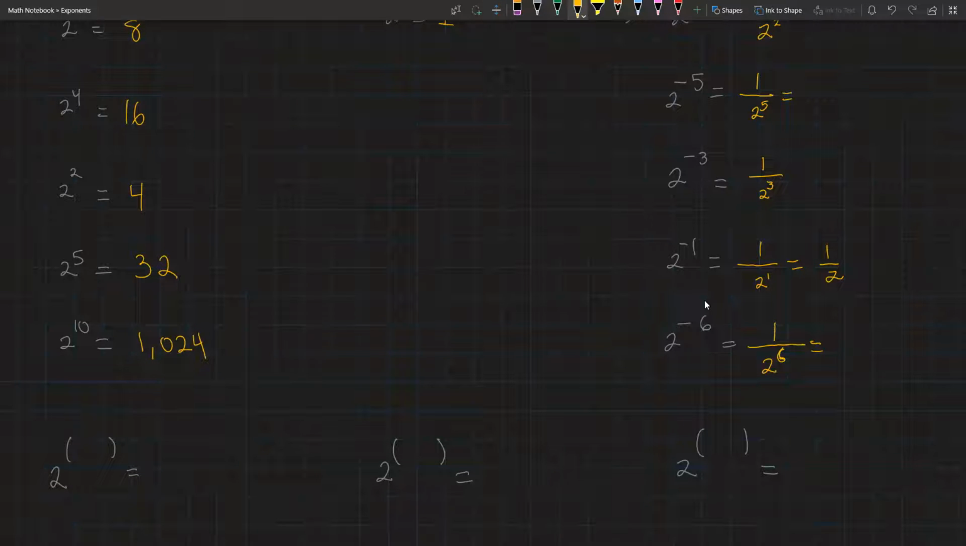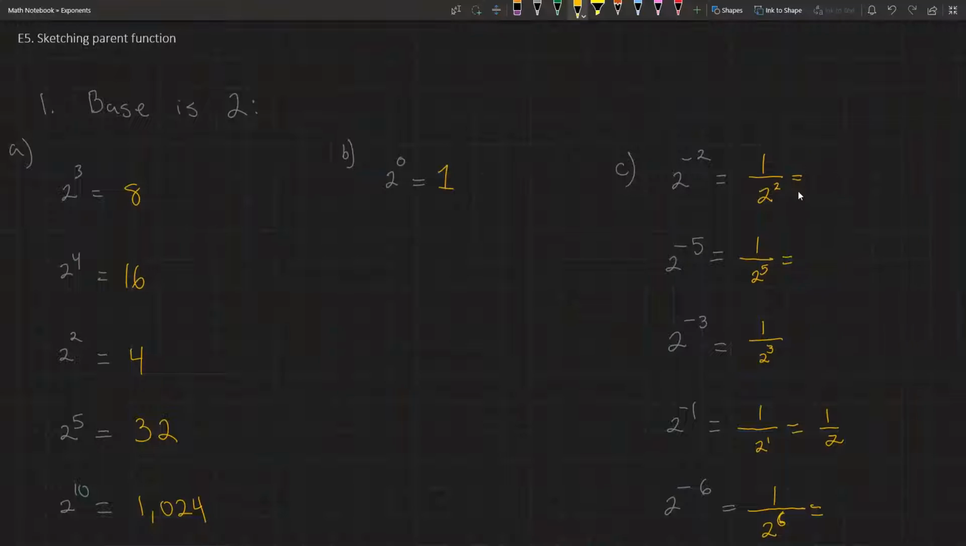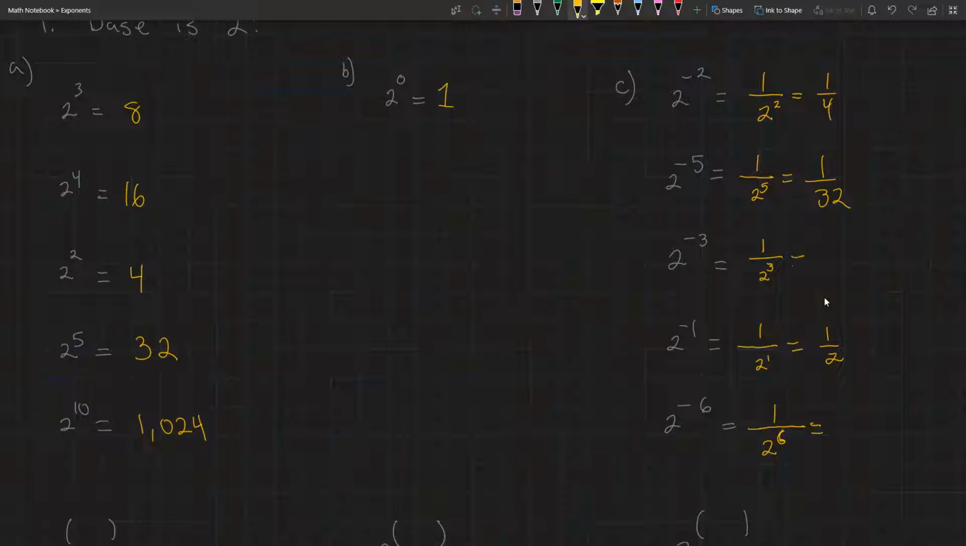And we won't evaluate that one. Maybe we will. It's up to you. Do you know what 1 over 2 squared is? It is 1 over 4. What's 1 over 2 to the 5th? It is 1 over 32. You can verify with the left side. 2 to the -3rd is 1 over 8. And 2 to the -6, yeah, let's write it down, is 1 over 64.